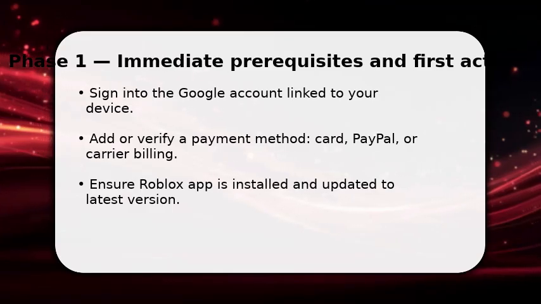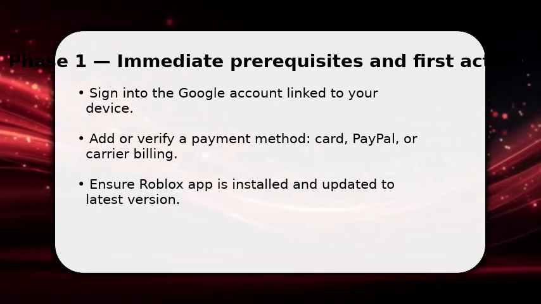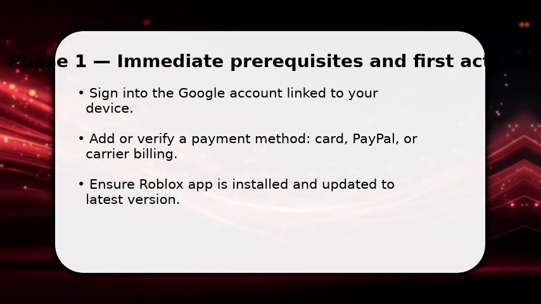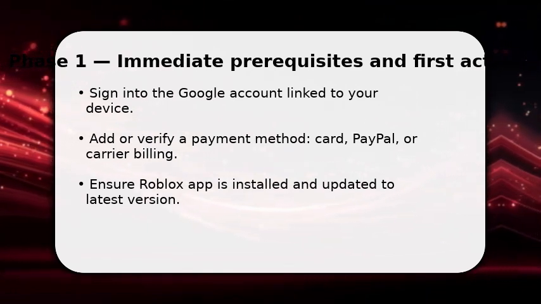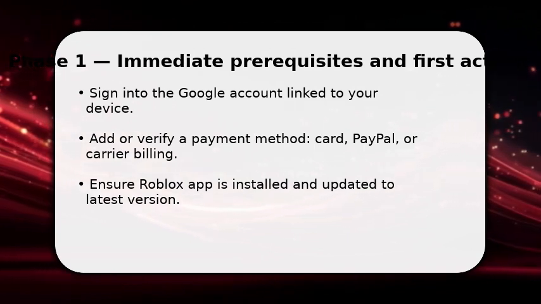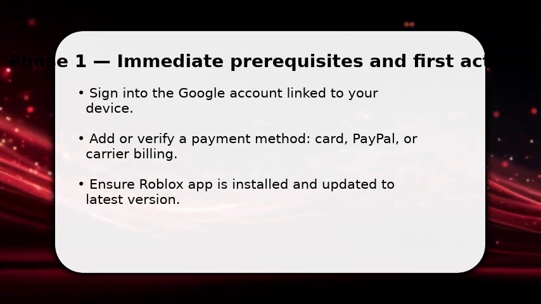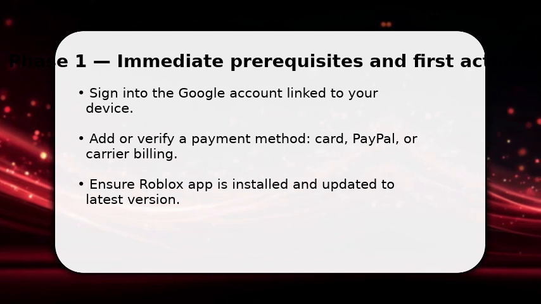You start by opening Google Play and confirming you're signed into the correct account. This matters because purchases lock to that account. Next, add a payment method if needed, card, PayPal, or carrier billing, and verify billing details. Once done, open the Roblox app and navigate to the Robux purchase page so you're ready to select an amount.